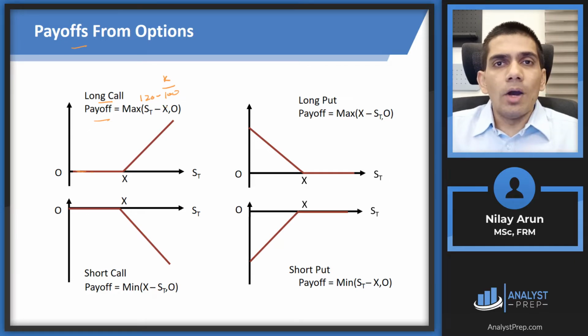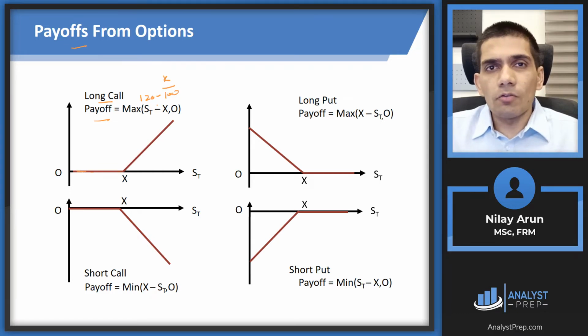Because remember, you have a right here. So in case, let's say the market price goes to, for instance, 70. In that case, why would I want to purchase this particular asset at 100 when in the market I can purchase it at 70? I will let the option expire. I won't exercise it.